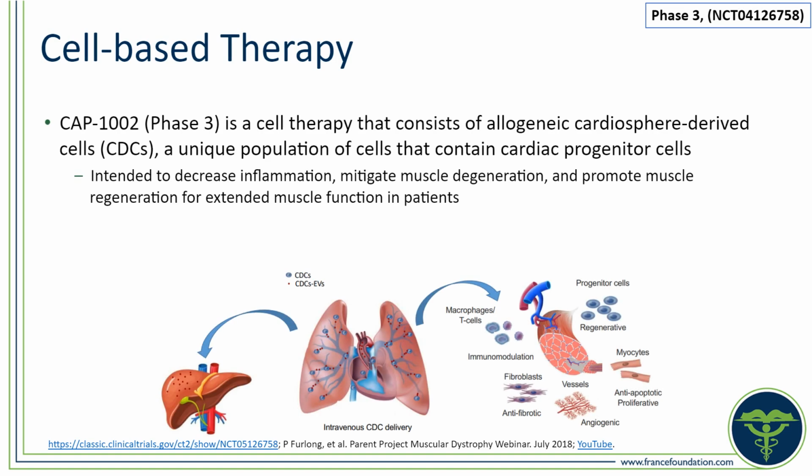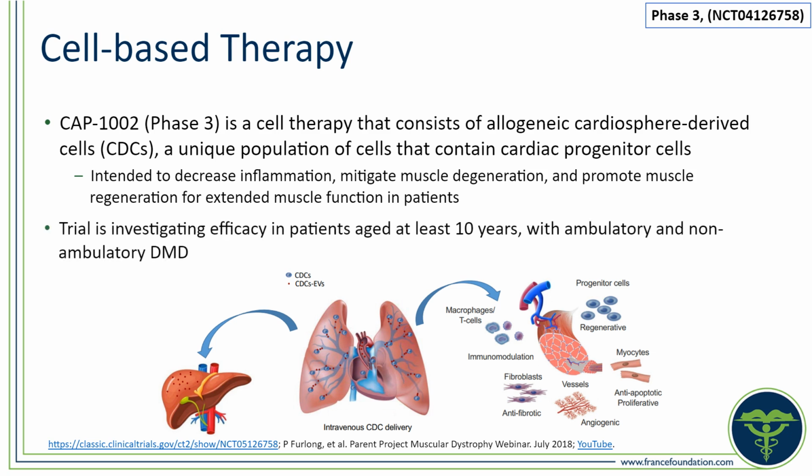Finally, we will review cell-based therapy. CAP 1002 is a trial in Duchenne muscular dystrophy using allogeneic cardiosphere-derived cells to treat older boys with Duchenne muscular dystrophy. This particular trial is enrolling boys over the age of 10, who are both ambulatory and non-ambulatory. Again, the mechanism here is somewhat unclear, but is thought to act through exosomes within these CDC cells.